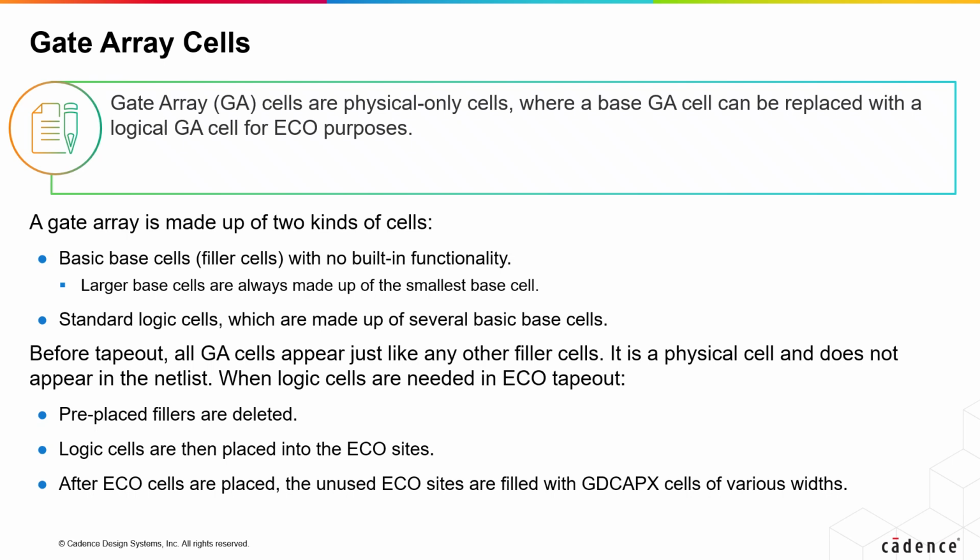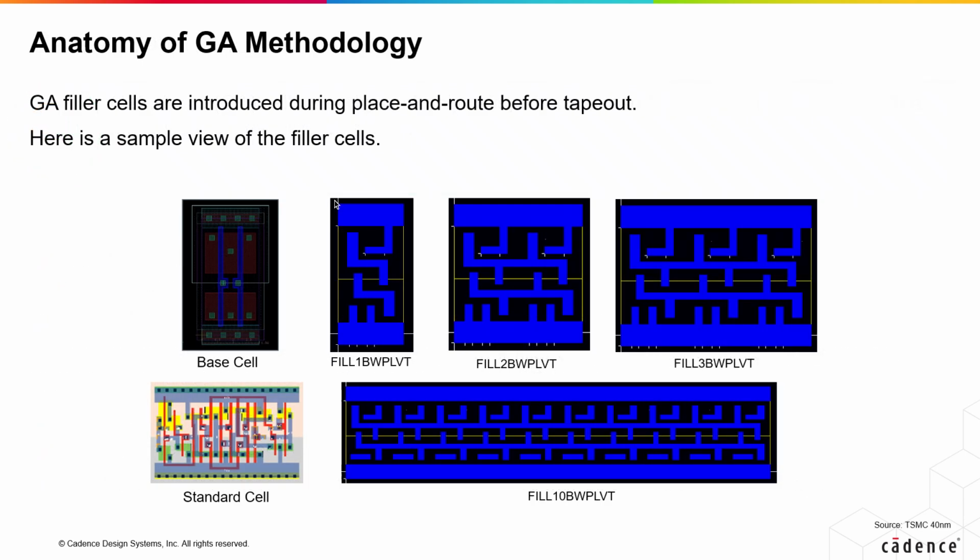Gate array cells are physical-only cells used for ECO. A base gate array cell that acts like a filler cell is replaced with a logical gate array cell during ECO. Multiple sizes of gate array filler cells are added during place and route before tape-out in various locations. These filler cells can later be replaced when needed during ECO.